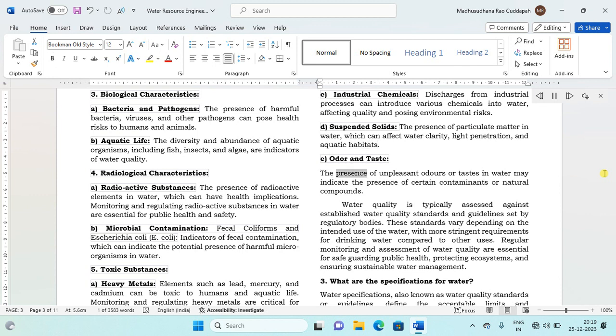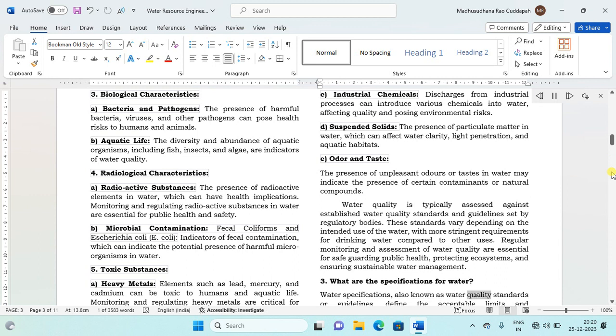E. Odor and taste: the presence of unpleasant odors or tastes in water may indicate the presence of certain contaminants or natural compounds. Water quality is typically assessed against established water quality standards and guidelines set by regulatory bodies. These standards vary depending on the intended use of the water, with more stringent requirements for drinking water compared to other uses. Regular monitoring and assessment of water quality are essential for safeguarding public health, protecting ecosystems, and ensuring sustainable water management.